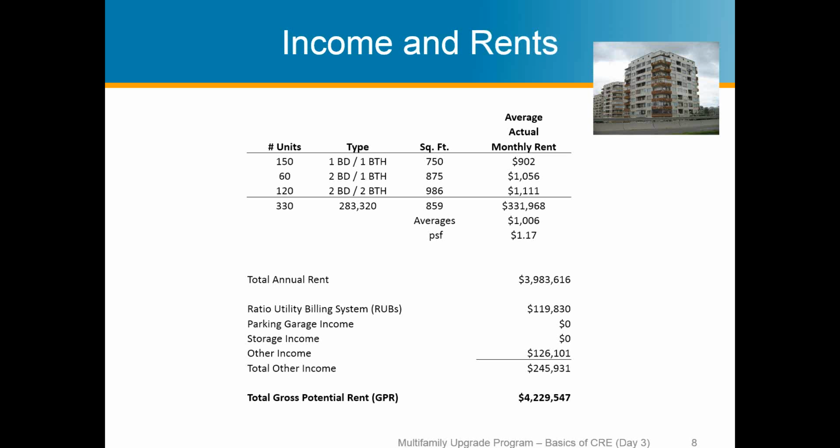Sometimes they charge for parking, storage, and other income. It could be your washing machines, vendors. So these are other income sources. So in this particular example, we see about $4 million in rent, about $250,000 in other income sources, and we have a total gross potential rent of about $4.2 million. So that's all the revenue coming into this building.